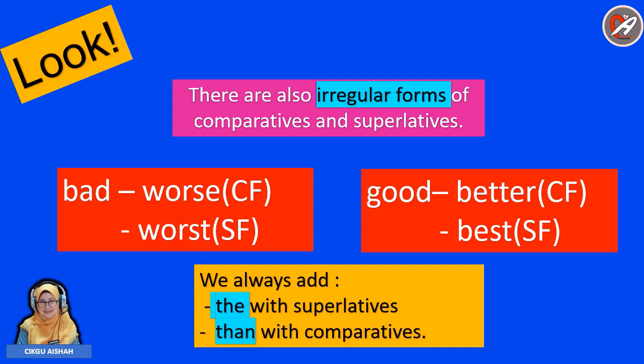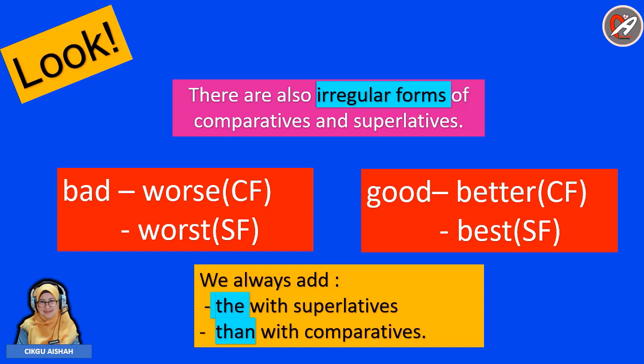There are also irregular forms of comparatives and superlatives. For example, bad. We don't add ER, to become badder than. It's wrong. So bad in the comparative form is worse, and in the superlative form it is the worst. So bad, worse than, the worst.